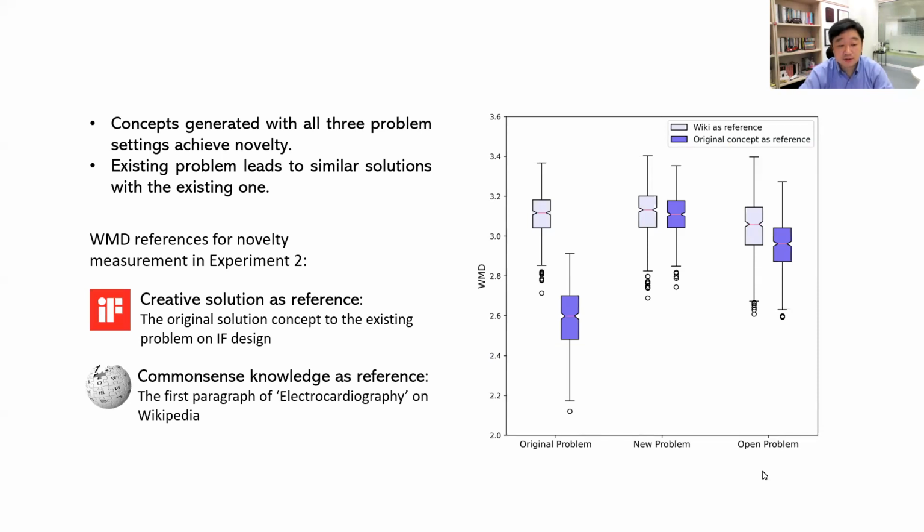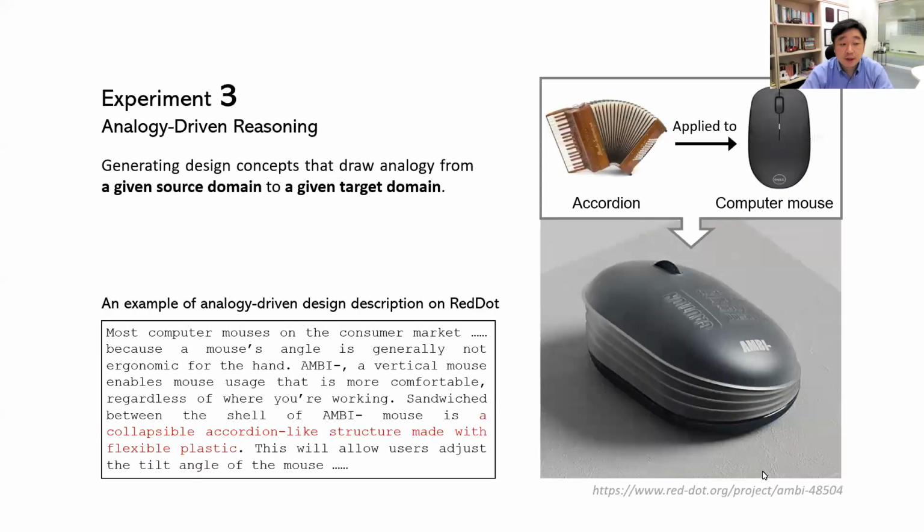One benchmark is the original design solution concept to the existing problem from IF design. The second benchmark is a paragraph describing ECG from Wikipedia, which represents a common sense description of this technology called ECG. In the third experiment, we try to control for this design creative reasoning called analogy, or design by analogy. It's a specific way of thinking to generate design concepts.